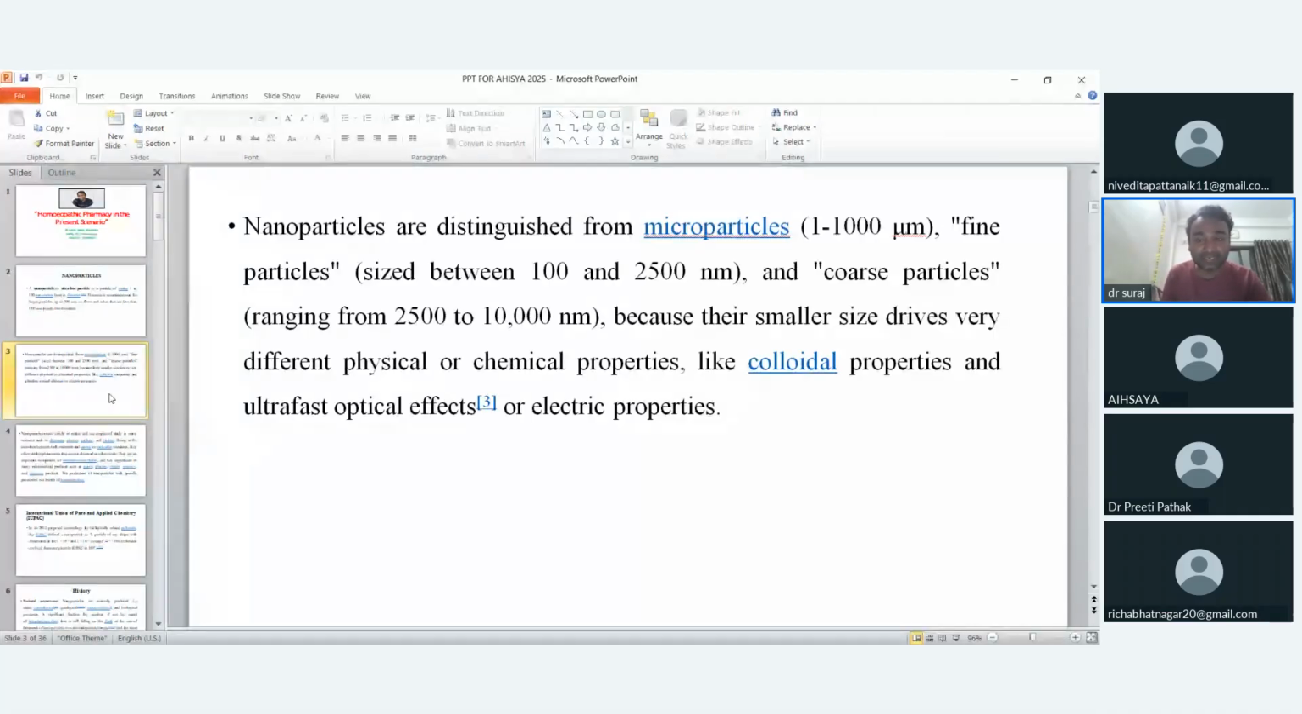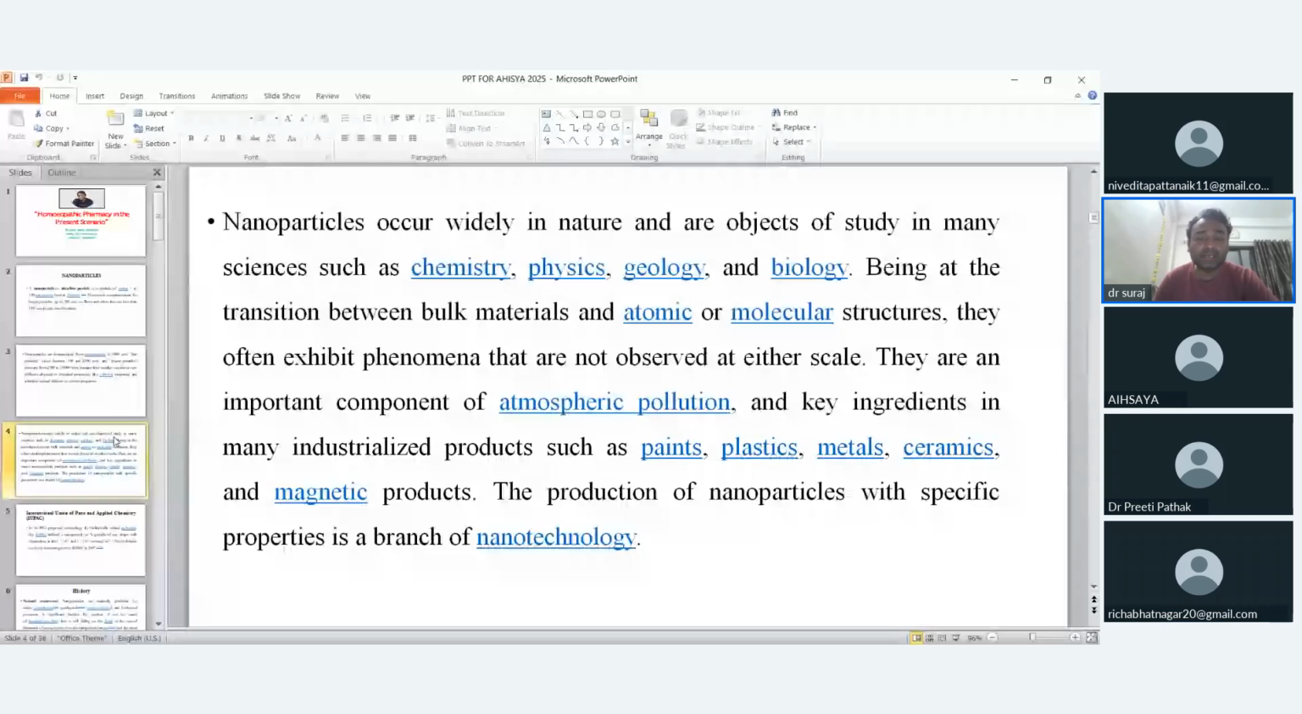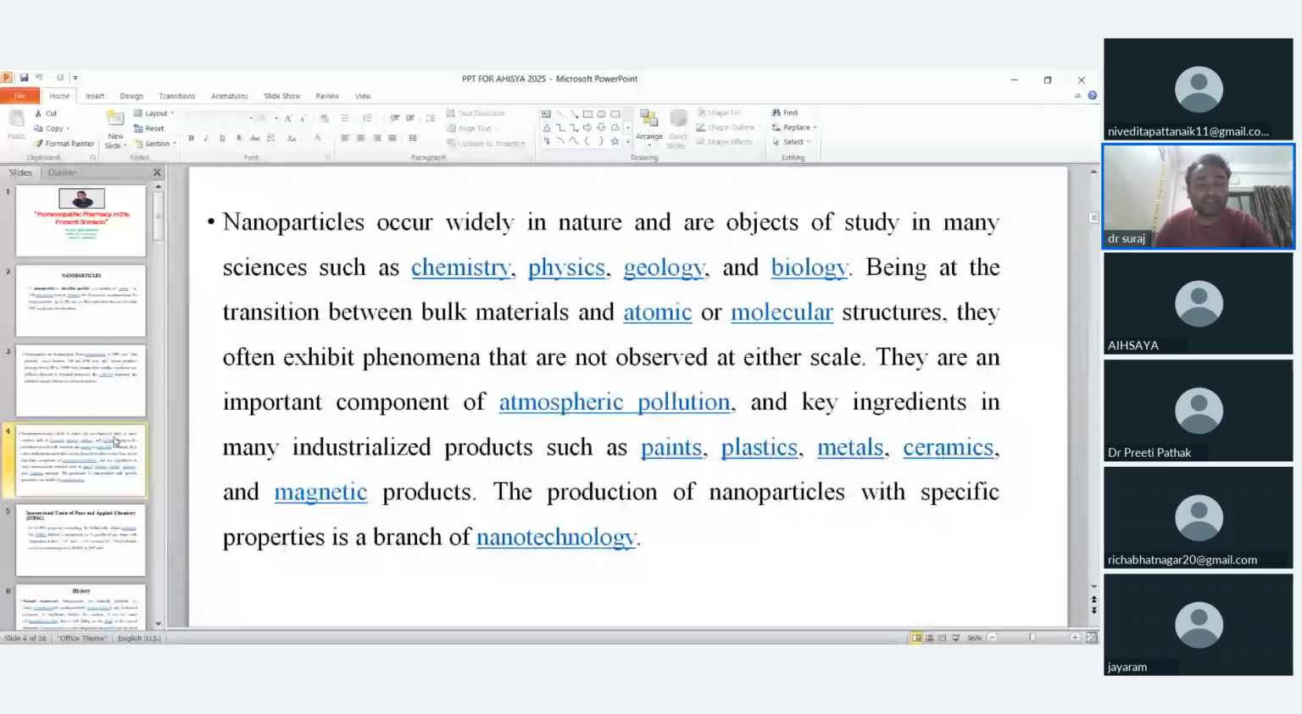Either they are the simplex variety or the complex variety. So there are various aspects of talking about the physical and the chemical properties of nanoparticles. Moving towards the next slide. Now these nanoparticles are different in nature. They generally have a different dimension in the science of chemistry, in the science of physics, in the science of geology, in the science of biology.